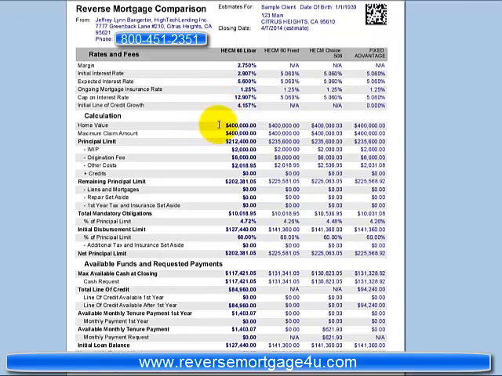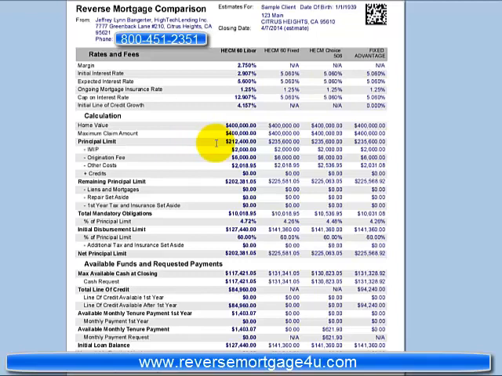So we're going to go to the home value. I'm going to use $400,000. The maximum home value that they'll use for the FHA reverse mortgage is $625,500. In this case, we're below that, so the maximum claim amount happens to be the same, $400,000. If your home was worth $700,000, then you would see a home value of $700,000 and a max claim here of $625,500.